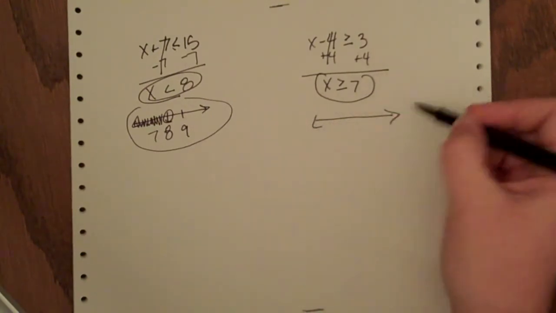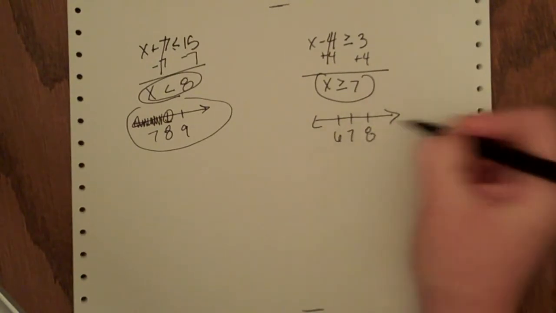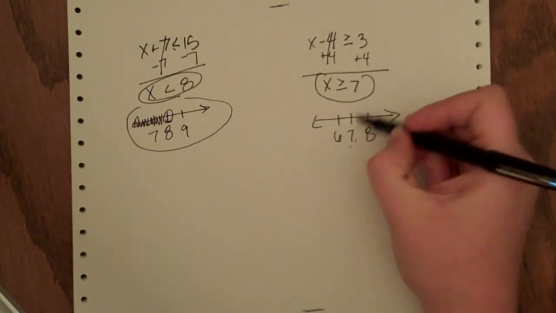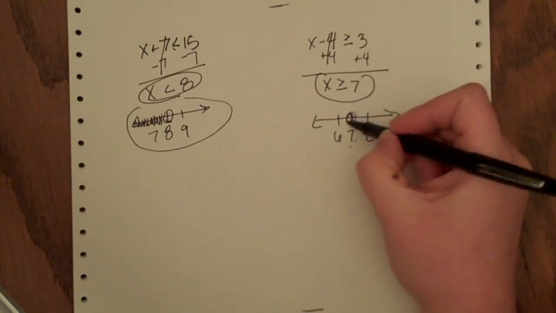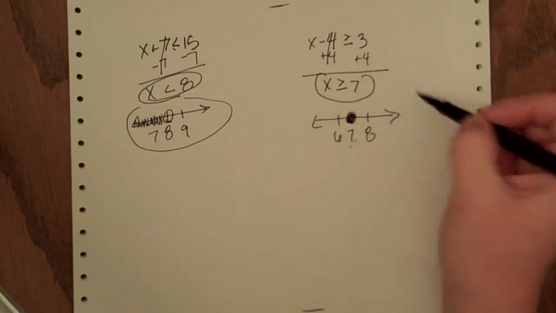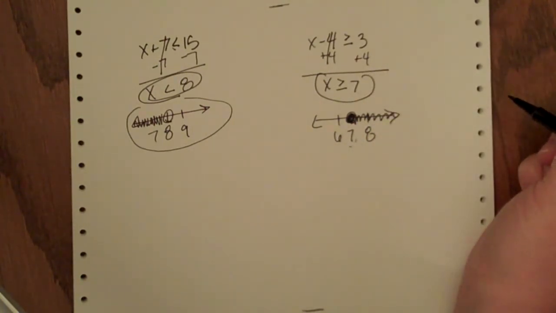We want to graph that as well. So we have our three numbers. 7 from our statement is in the center. It's a greater than or equal to, so we want a closed circle this time. We want the numbers larger than 7, so we're going to go to the right towards the 8.